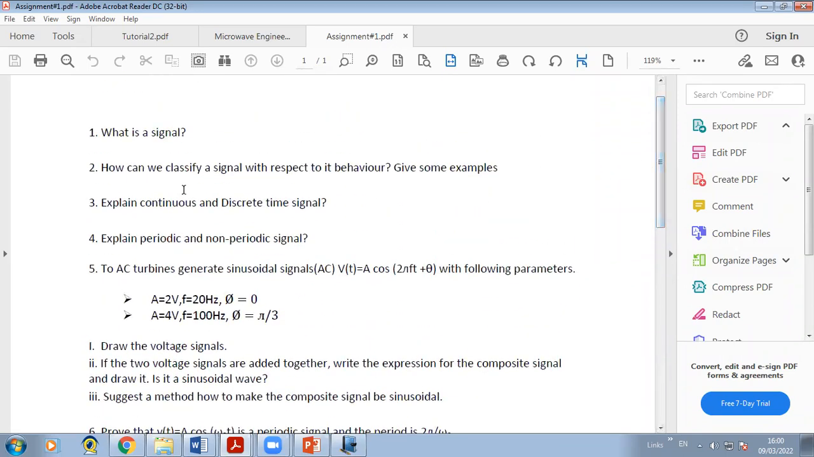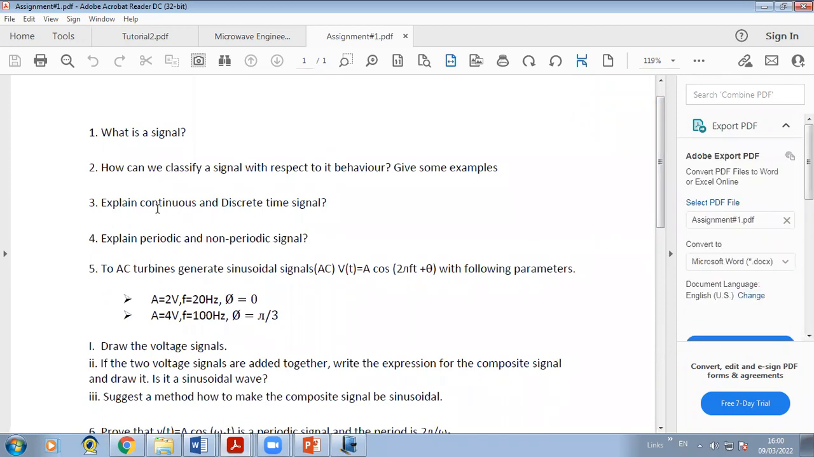So this is already, you know: what is a signal and how can we classify the signal with respect to its behavior, and please give some examples. Let us say you have to explain the continuous and discrete time signal, and explain periodic and non-periodic signal. Here you have to mention the condition.